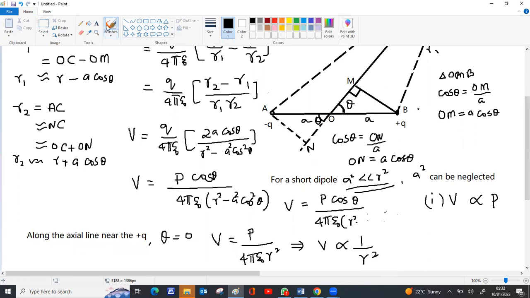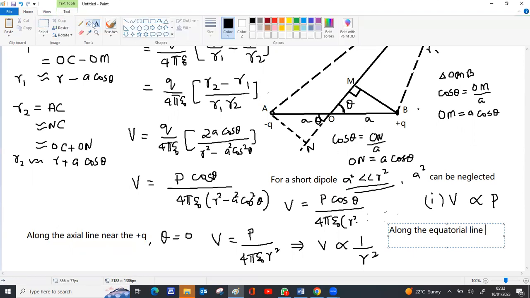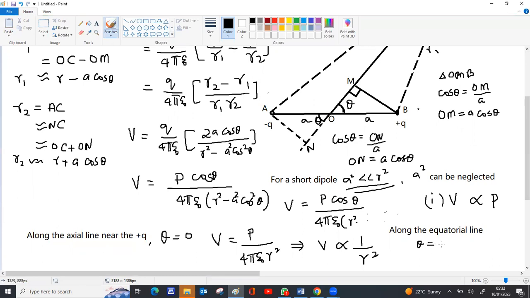It's clear, V is proportional to 1 by r square, or V is inversely proportional to r square. Along the equatorial line, theta is 90 degrees. Cos 90 is 0, so potential is 0 along the equatorial line. If it's the axial line near the negative charge, the only difference is theta is 180 degrees, so V is minus p by 4 pi epsilon 0 r square. Still V is proportional to 1 by r square.